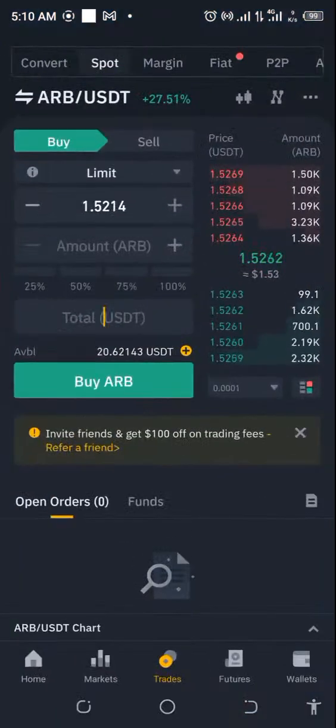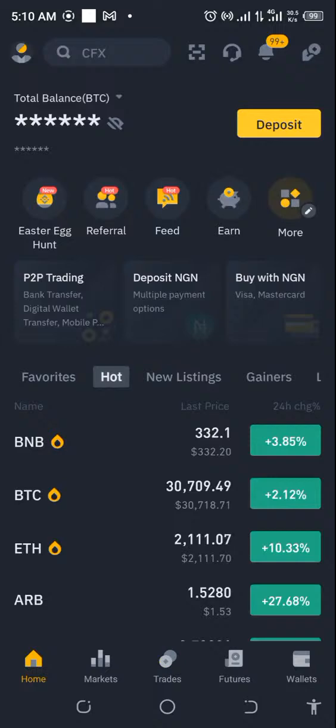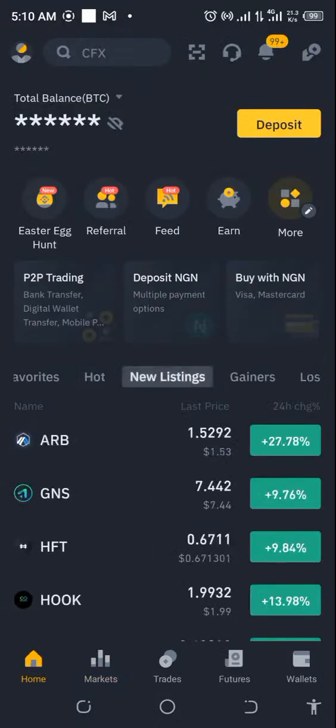But you see, it's based on the parameters that were talked about. It was on the new listing, because like I said, this coin was just recently added. It's barely 3 weeks old. Okay, let's go back here. It's barely like 3 weeks old and it's still pumping.